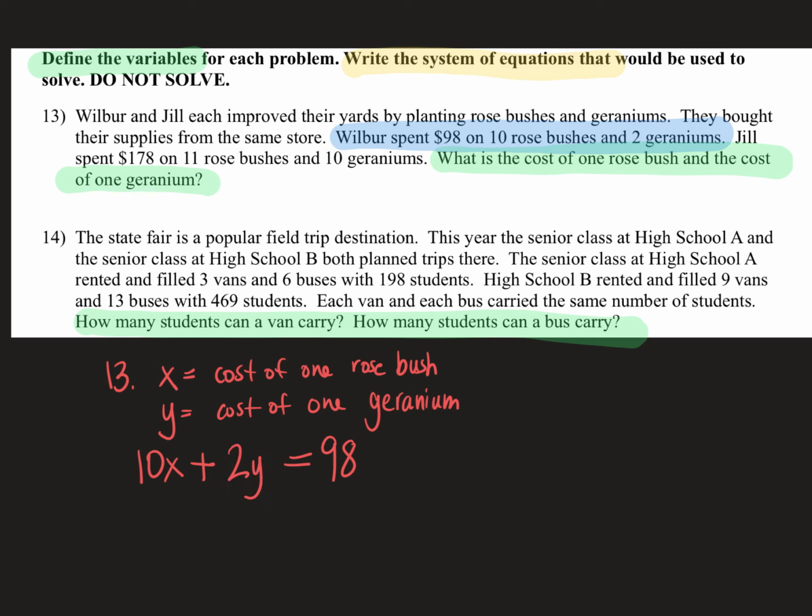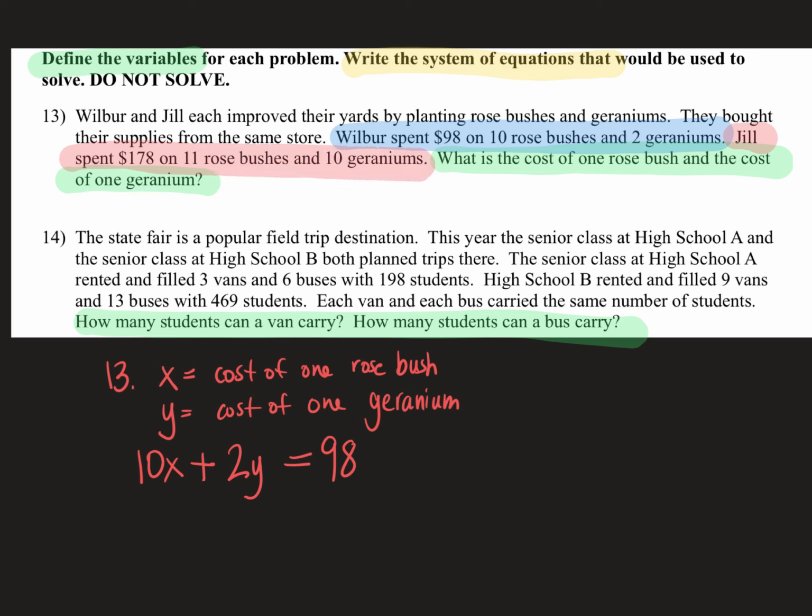That total is 98. So that was the blue equation. Now the next one that I highlight is Jill spent $178 on 11 rose bushes and 10 geraniums. So I'm going to highlight that in red. And so she spent a total of $178.